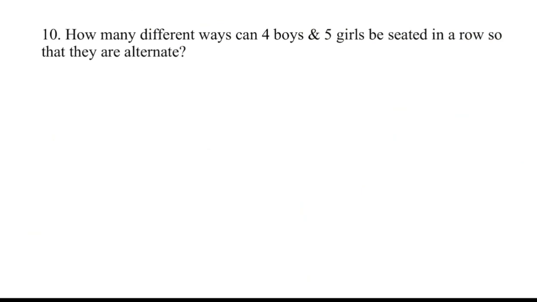In how many different ways can 4 boys and 5 girls be seated in a row so that they are alternate? Okay, 4 boys and 5 girls, they have to sit in a row. So 4 plus 5 is how many? 9. So 9 places will be there. 1, 2, 3, 4, 5, 6, 7, 8, 9.